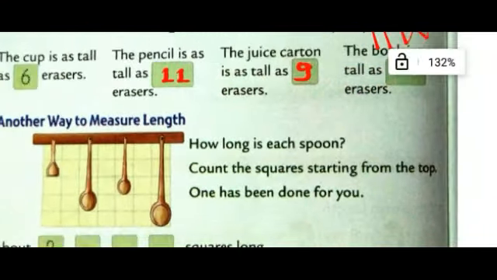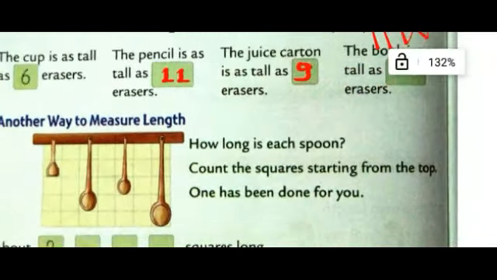How long is each spoon? Count the squares, counting from the top, to find out the length of this spoon. So the first one is already done. What we have to do is count the squares, starting from the top, to find out how long each spoon is. Okay, so let's do that.